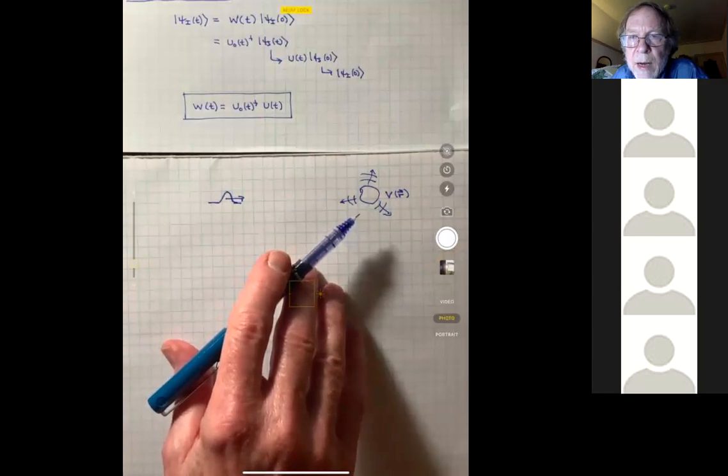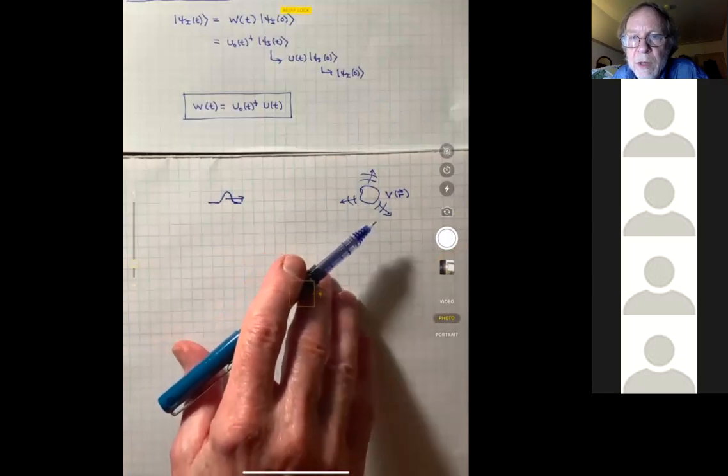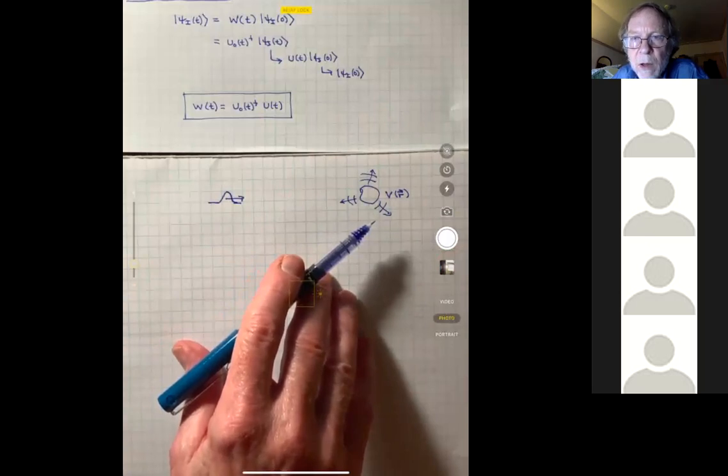But nevertheless, what happens is the wave function moves away from the region in which the potential is active. And so at late times, the time evolution is once again governed by the free particle Hamiltonian, because the wave function no longer overlaps with the potential.